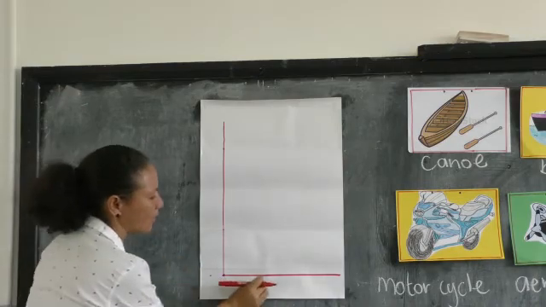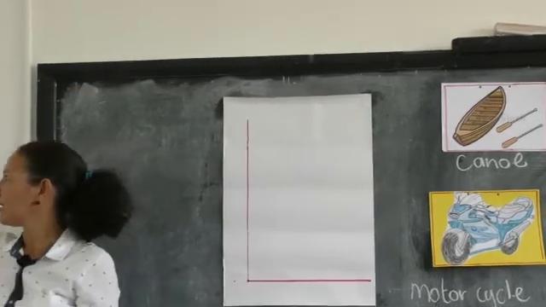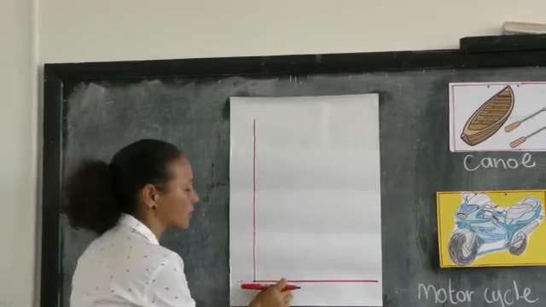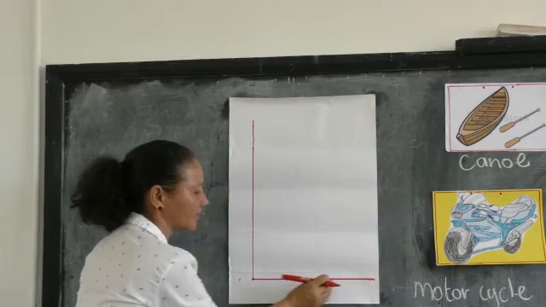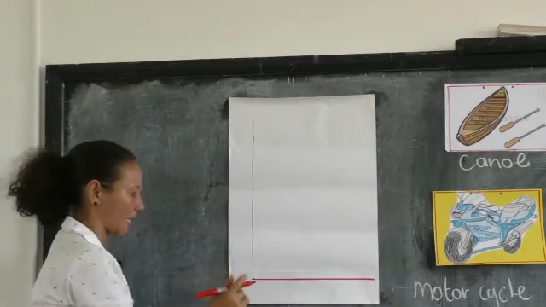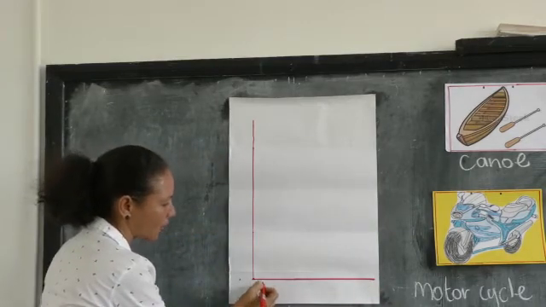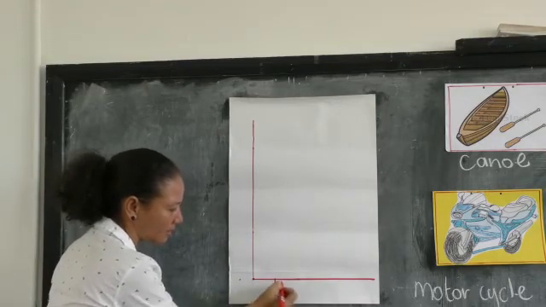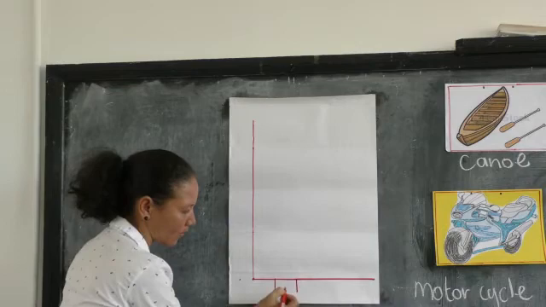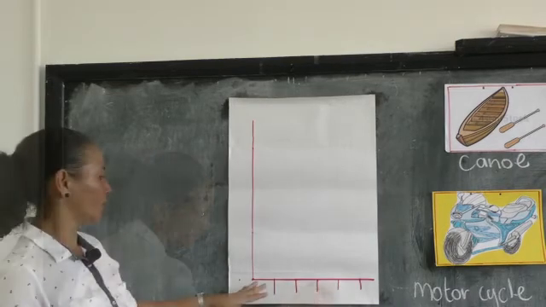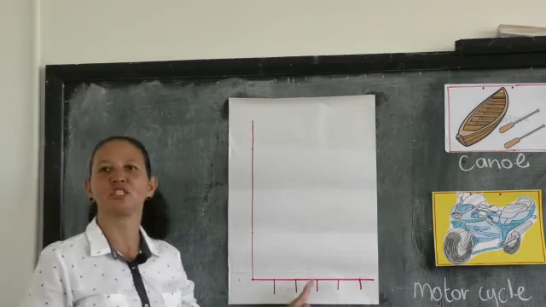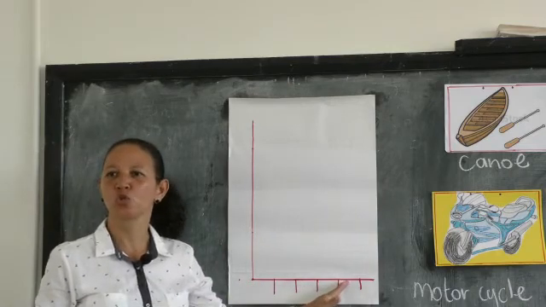Now, from down here, since I have 5 types of transport, we are going to separate the horizontal line in 5 parts. So you take 3 squares, 1, 2, 3, you draw a line down, 1, 2, 3, another one. So we have 5 separations. So each separation should have 3 squares.